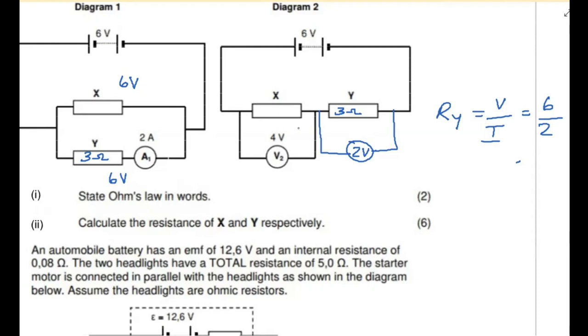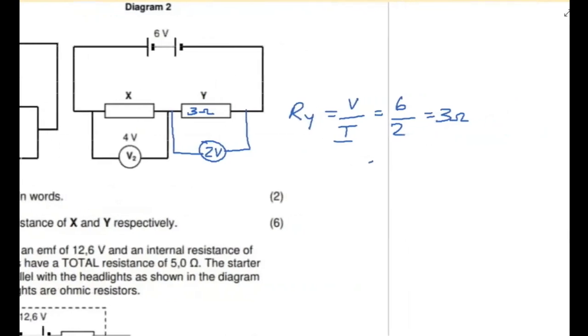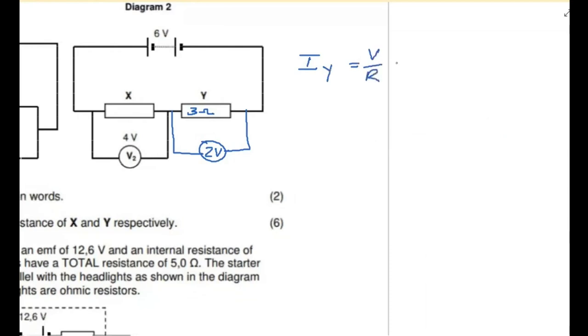The long way around, if you don't like ratios, is to work out the current. I'm just going to keep this here and get rid of this so that I don't go away from the picture. I can calculate the current in my circuit. If I work out the current through Y, that will be V over R. So that's going to be 2 over 3, which is then 0.67 amps. But the current through Y is the same as the current through X. Why? Because they are in series.